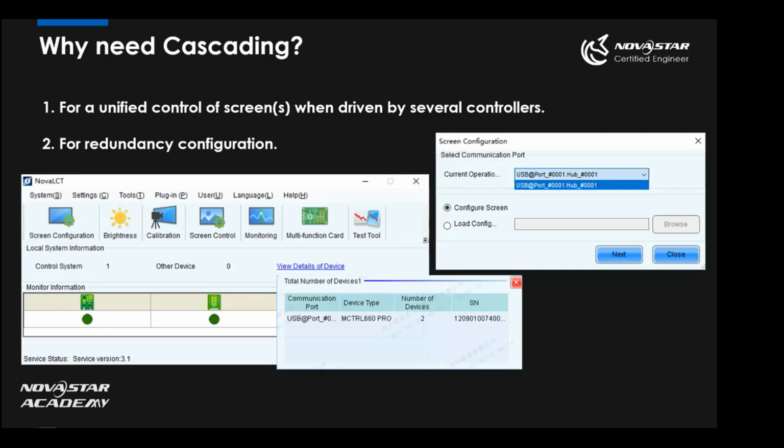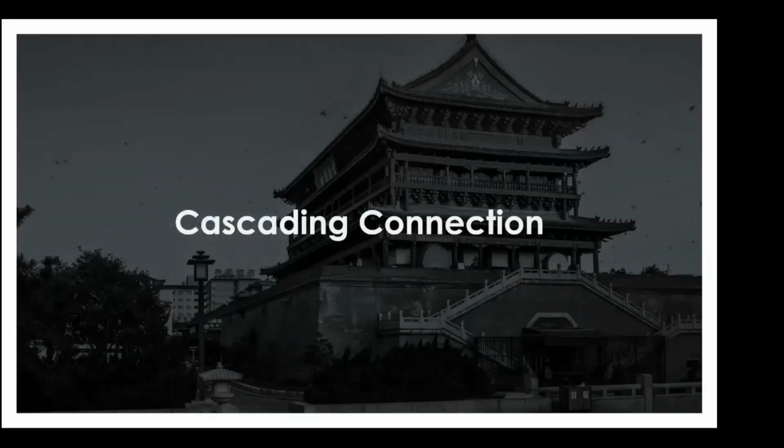So this is the software of Nova LCT. We can see in the details of device, we connect two controllers. Because just now in the structure, we have connected the two devices by USB cable. So now we know the advantage of cascading.